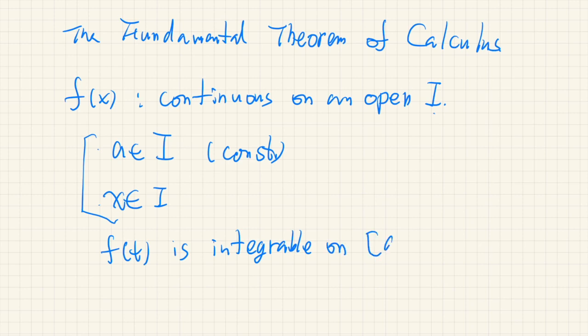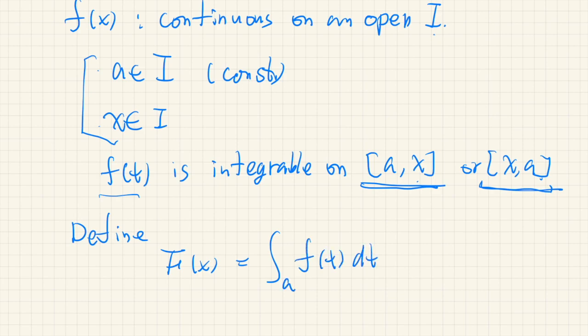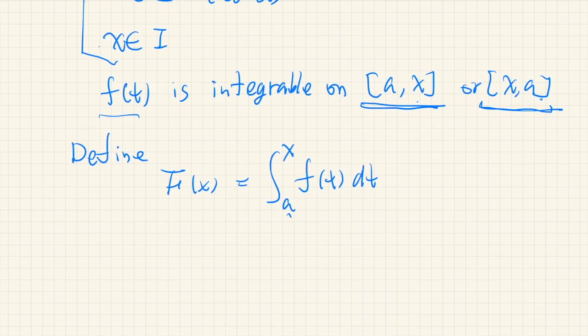on either a to x or x to a, right? So if x is greater than a, we use this interval, and if x is less than a, we use this interval. So this is integrable because it's a continuous function on a closed interval. That closed intervals are this or this. And then let's define a new function, capital F of x, by an integral of f of t from a to x. Okay, then this is the result of this theorem.